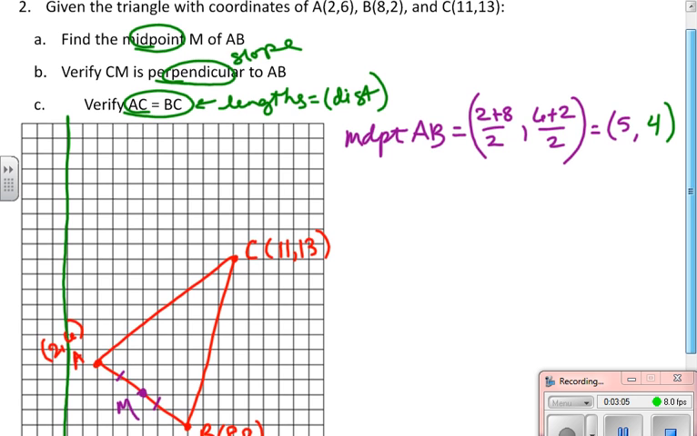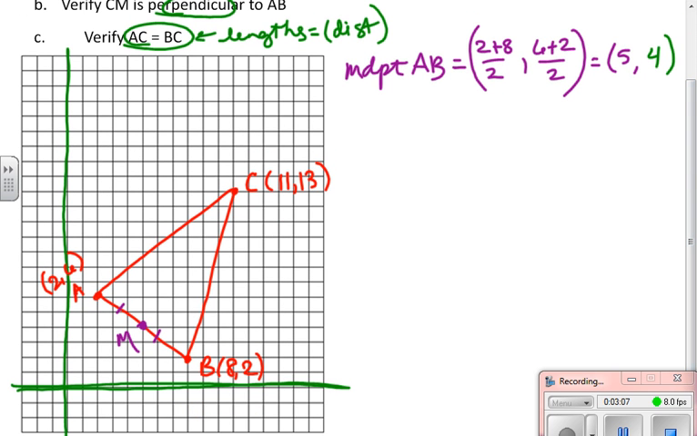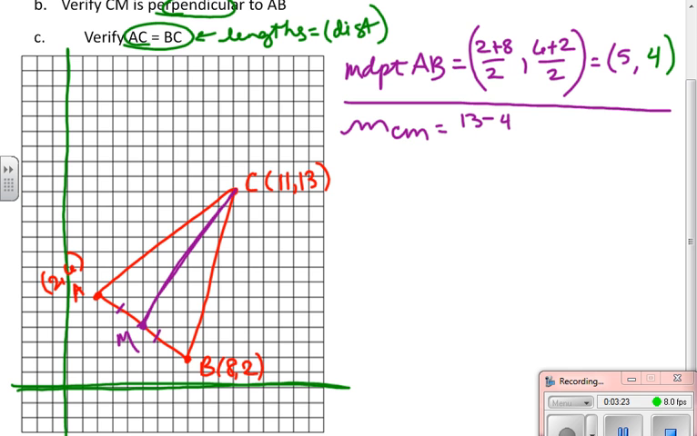Verify CM is perpendicular to AB. So this is about slope. So the slope of CM. So I'm going to check the slope of this purple line right here. So 13 minus 4. Remember, I should have put these on here. 5, 4. 13 minus 4 over 11 minus 5. My slope is 9 over 6, which reduces to 3/2.